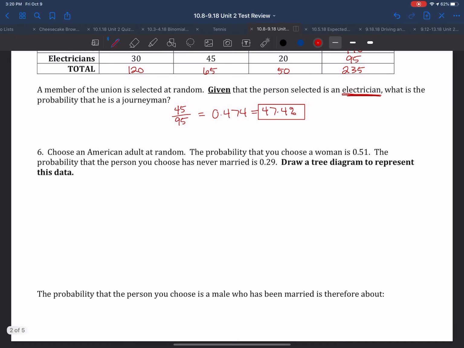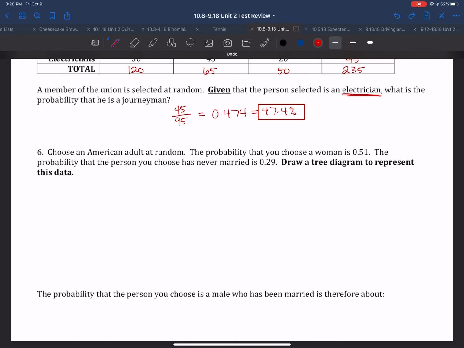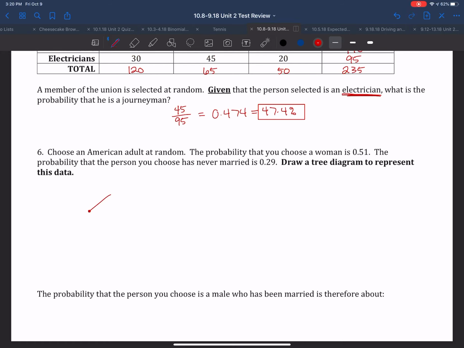Number 6, it says choose an American adult at random. The probability that you choose a woman is 0.51. Probability that the person you choose has never been married is 0.29. And we need to draw a tree diagram to represent this data. So the first branches, well, you're either going to pick a man or a woman, right? So probability of a woman, it said was 0.51. So that means man is 0.49.